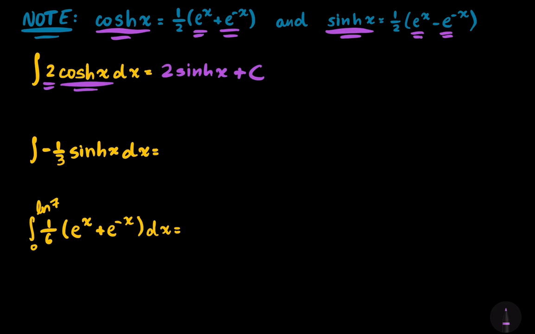Next up, we have the indefinite integral of negative 1/3 sinh(x). Again, this negative 1/3 is just a scalar. The integral of sinh is cosh, and then we get negative 1/3 cosh(x) + c. And so those two are pretty easy.